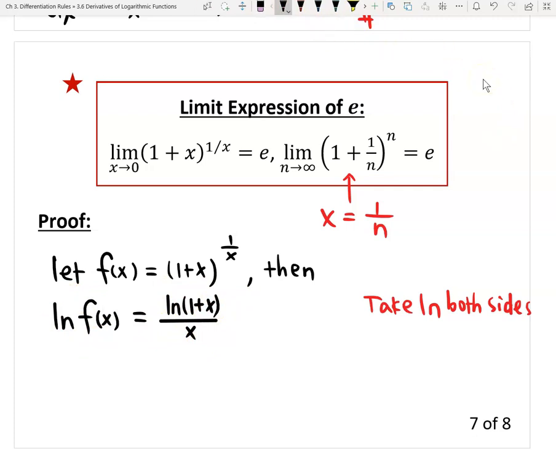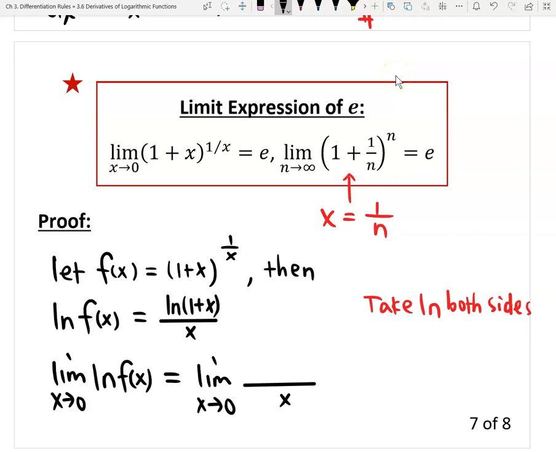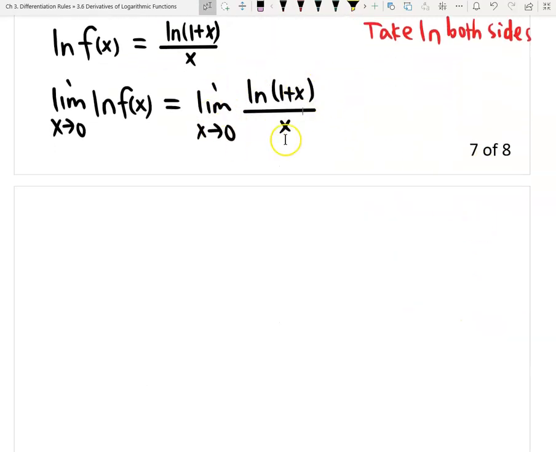So now we are going to find the limit of ln f(x) first. After I get the limit of this, I will go back and show you how to link it to the limit of f. This time the limit as x approaches 0 gives this fraction, with x on the bottom and ln(1 plus x) on the top. It is a little bit hard to find this limit.